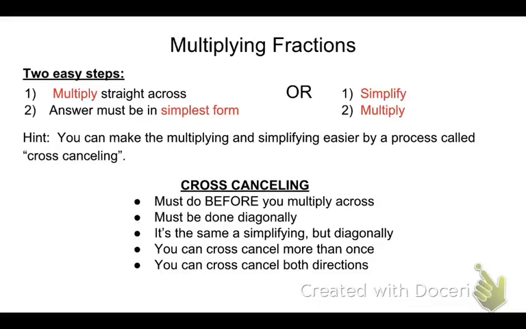So if you look at the list below, cross-canceling is something that you must do before you actually multiply your numerators and denominators across. It must be done diagonally. It's the same thing as simplifying, but you do it diagonally. You can cross-cancel more than once, and you can cross-cancel in both directions. So if you look above, it does say, or another way to multiply fractions is to one, simplify and then multiply, which is the opposite of what it says here.